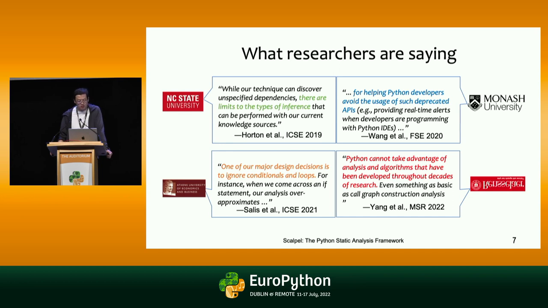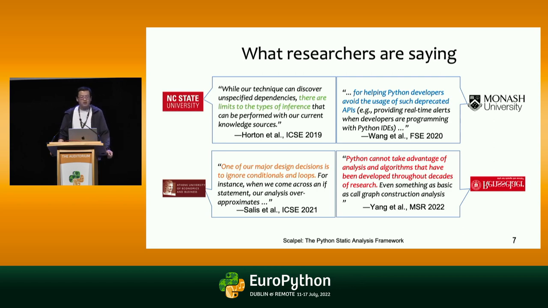So right after that, there is a research from myself. In our study, we show that there is really a need for helping Python developers to avoid usage of deprecated APIs, because if you use deprecated APIs, maybe 1 year or 2 years or even half a year after that, the APIs are removed from the latest packages. So this really caused a lot of trouble for your maintenance work.